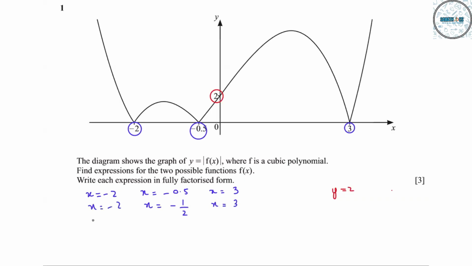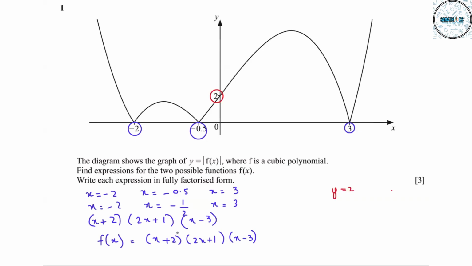Now we can write this here as x plus 2. One of the factors is x plus 2. Another factor: we will multiply 2 by x and take minus 1 on this side, so it will become 2x plus 1. The third factor is x minus 3. Now we have to find an expression for f(x). f(x) is equal to (x plus 2)(2x plus 1)(x minus 3).